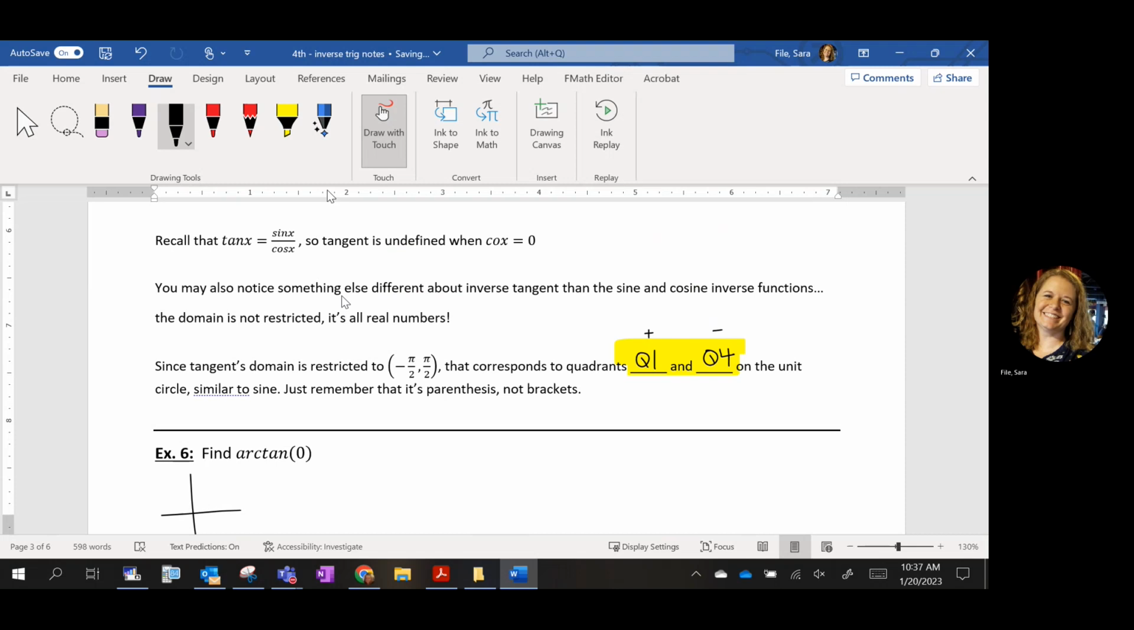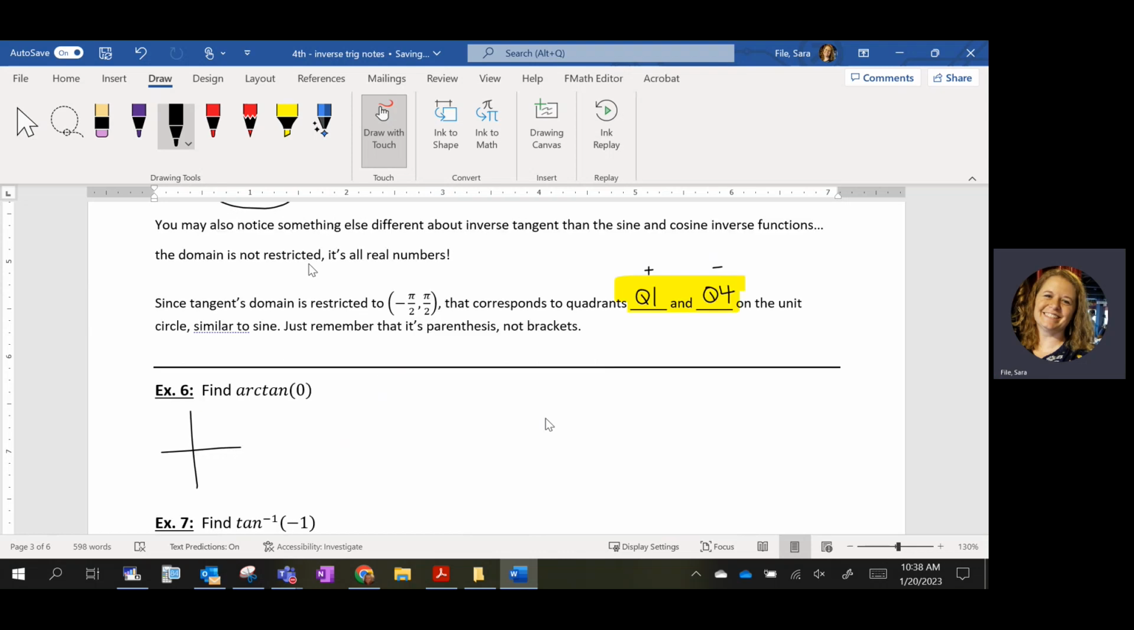Remember, tangent is sine divided by cosine. So when sine is 0, tangent will be 0, right? Because 0 divided by anything is 0. So if you didn't write tangent on your unit circle, look for where sine is 0. The y value, where's the y value 0 on your unit circle?